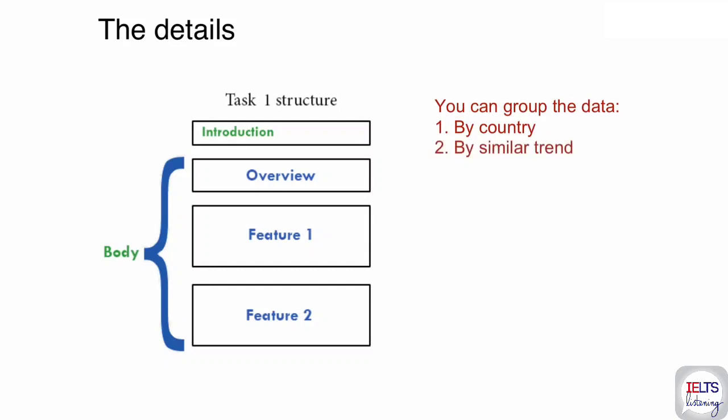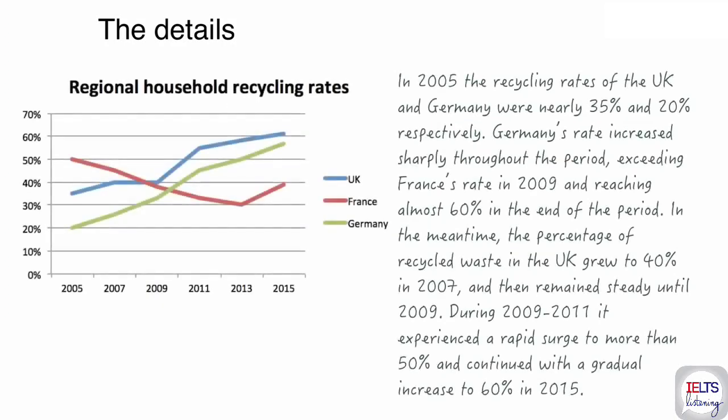Or the second way is to group by similar trend, the same way as we did in our overview. The second option is more logical as it follows our overview, and I choose this option. So, I will describe the increasing trends in one paragraph and the decreasing trends in another paragraph. And here's my first paragraph with the details. I started by describing the data in the beginning of our time period. In 2005, the recycling rates of the UK and Germany were nearly 35% and 20% respectively.